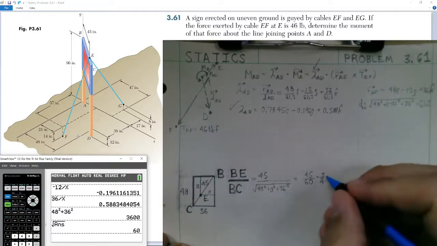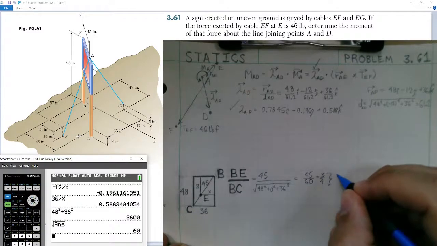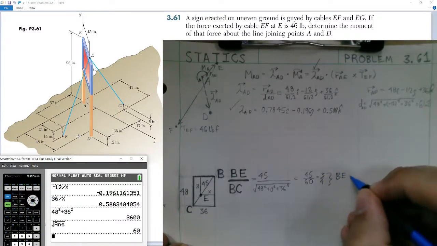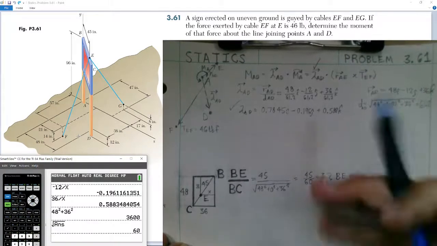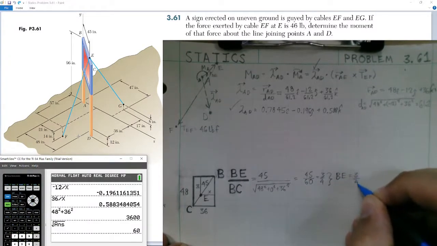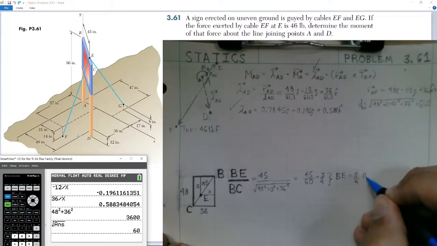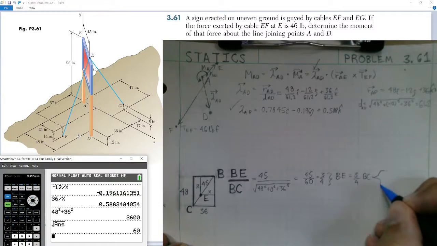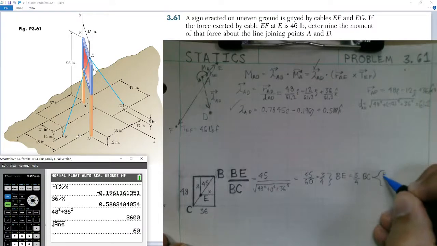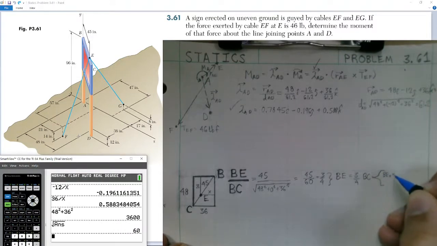So this tells us now that B to E is equal to 3/4 of B to C. Now we can compute what the x and z components are from B to E. So B to E in the x is equal to 3/4 times 48, which is going to be 36, and B to E in the z will also be 3/4 times the 36 dimension.